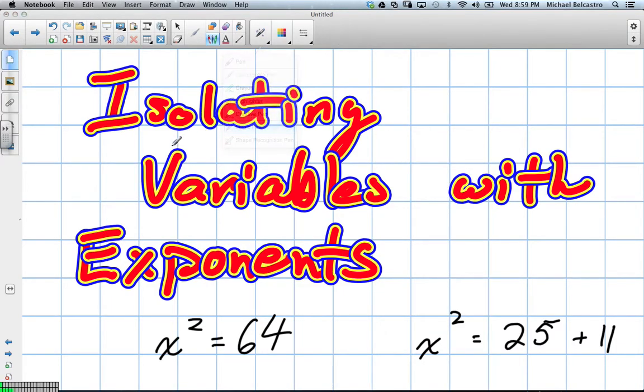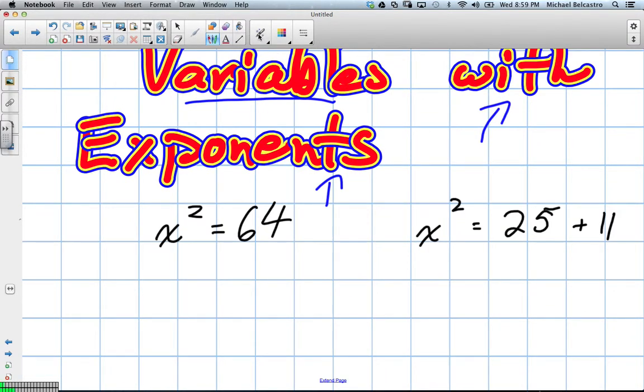Okay, so this will be a quick lesson. We're going to be isolating variables, and we're going to specifically look at when they have exponents. So we have two questions here. The first question, number one, is we just want to isolate x. So that means x is our variable.